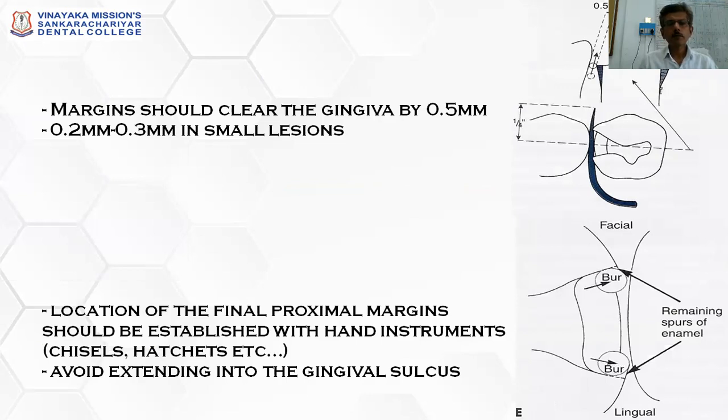Now, coming to margins, they should clear the adjacent gingiva by 0.5 millimeters. That is breaking of the contacts.